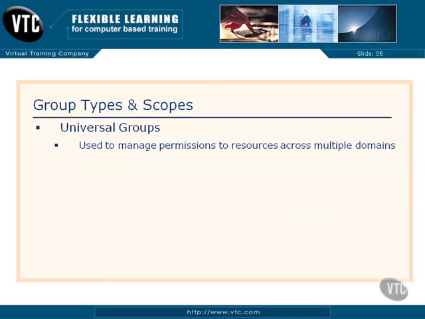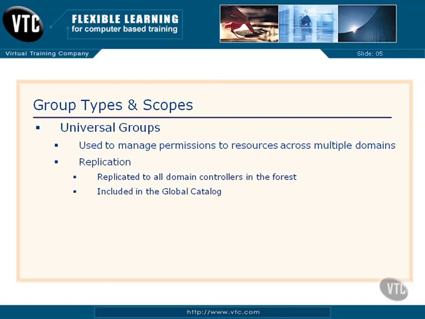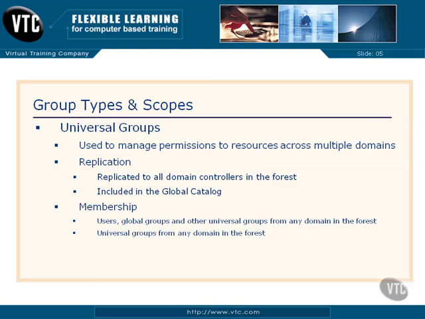Now the last one, universal groups. These can manage permissions, and these things are strong because we can go across multiple domains. These are replicated to all domain controllers in the forest, not just the domain. That means they're included in the global catalog, so go watch the videos on global catalog. Users, global groups, and other universal groups from any domain in the forest can be members. Now that's a little bit of a repeat there, but understand you're pretty much unlimited with what you can put into this group. Availability: this can be a member of a universal or a domain local group anywhere in the forest.